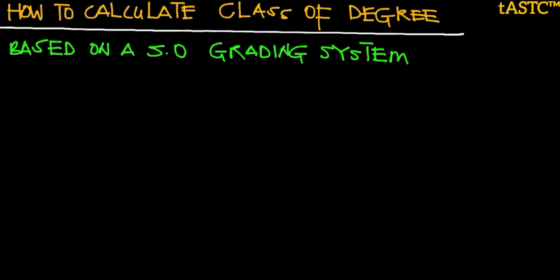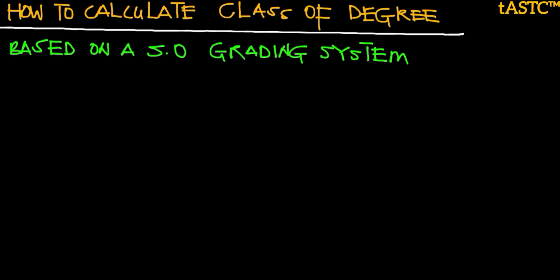How can you calculate your class of degree based on a 5.0 grading system? How can you do that? Now, the first thing you need to know that would help you to calculate the class of degree which you came out with is to be able to calculate the CGPA of your academic performance in a particular academic year or a semester.